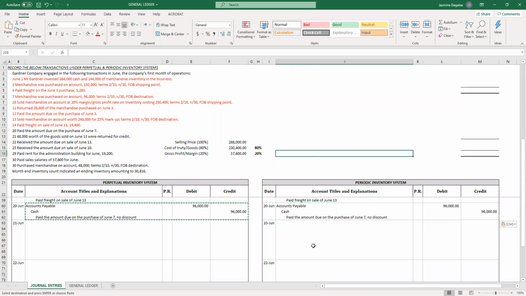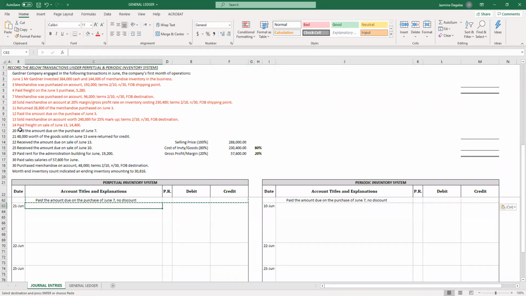Okay? So, done na tayo sa 20. And then 21, 48,000 worth of the goods sold on June 13 were returned for credit. So ito naman, ikaw ang nagbenta ng product. So you sold products on June 13, sold merchandise on account, and then your buyer returned 48,000 worth of goods sold on June 13 for credit. So, binalik sa'yo ngayon yung merchandise inventory. Under perpetual inventory system, what is your entry? Debit?